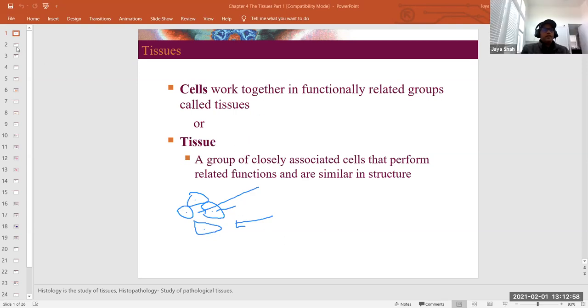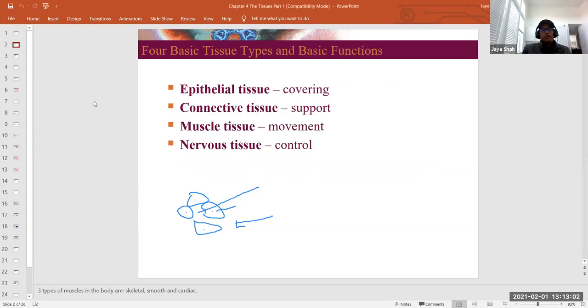Okay, so let's go to the next slide now. The four basic types of tissues and their basic functions. Epi means outside, so any body covering is covered by epithelial tissue. Epithelial tissue covers your outer body or your inner body. Your outer body is your skin. Skin is epithelial tissue. What is your inner body? Inner body is inside your body cavity, like the inner wall of your mouth, esophagus, trachea, pharynx, larynx, the inner wall of your GI tract, uterus, bladder, vagina, any tubular organs. The inner wall is also covered by epithelial tissue. So epithelial tissue covers inner and outer walls of the body and body cavities.